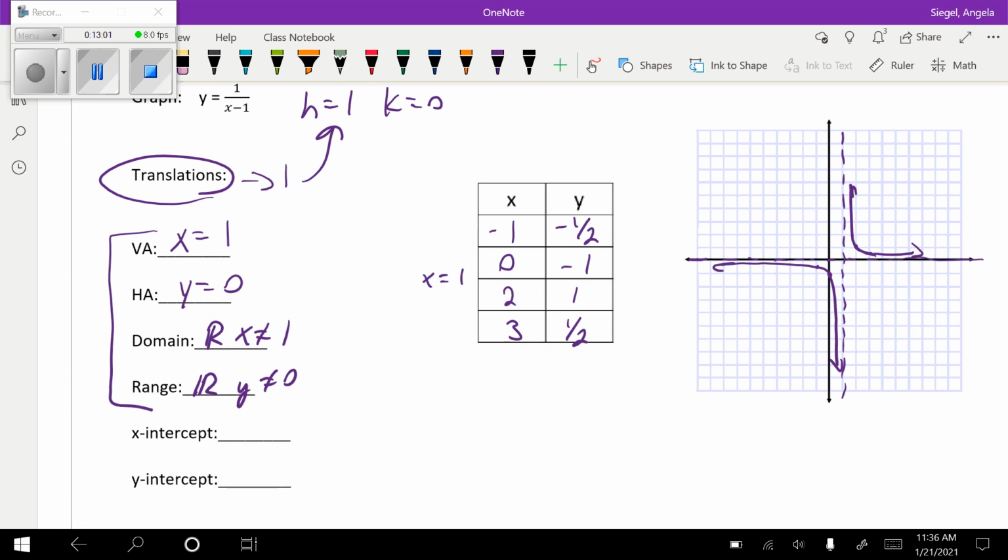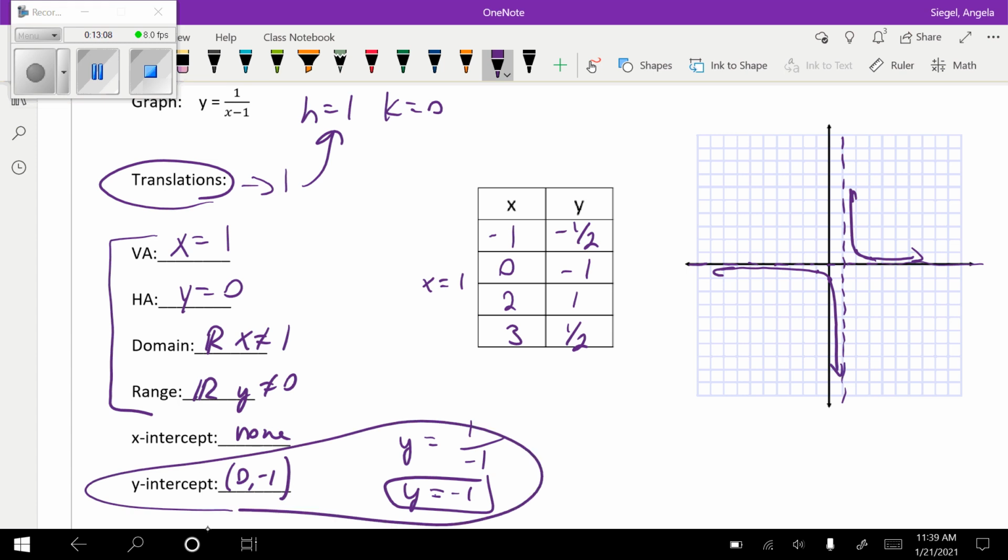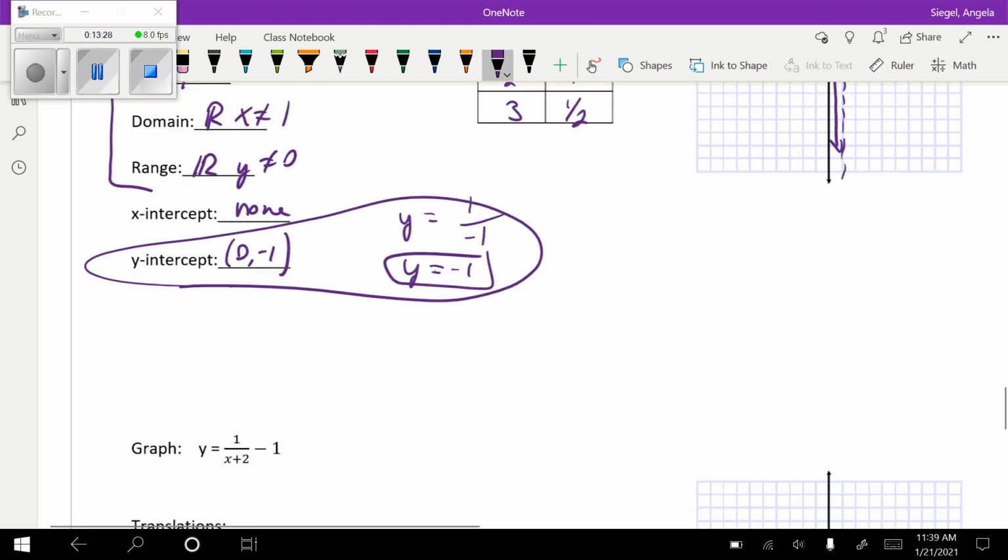Okay, so go ahead and find the x-intercept and the y-intercept. Okay, so the y-intercept, let's start there. We're just going to set x equal to 0. And so I ended up with y equals -1. So my y-intercept is (0, -1). For my x-intercept, notice that there is an asymptote on the x-axis. So there cannot be an intercept there because it never touches it.